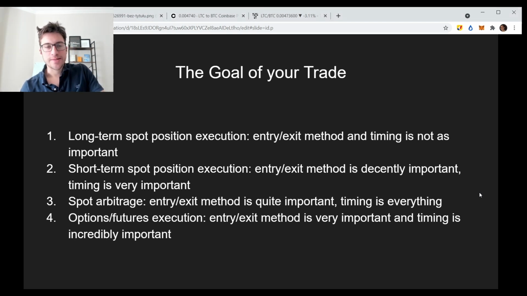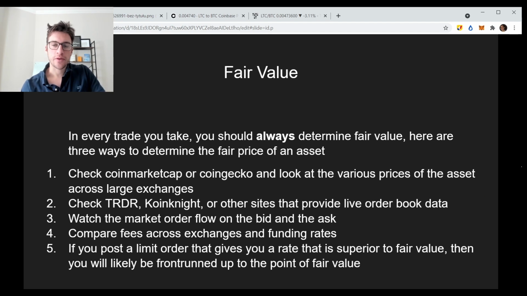Yeah, so now let's get into fair value. I don't think that many retail traders really think about the prices that they pay, the prices they buy at, the prices they sell at. They don't tend to think about it that way. I think that too many traders get caught up in the analysis part, where they're thinking about technical analysis, sentiment analysis, all types of analysis, and they just don't know how to execute.